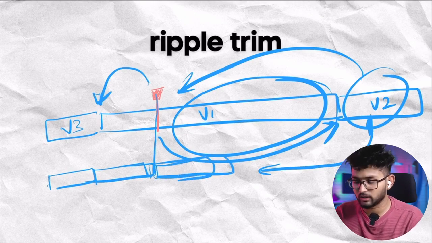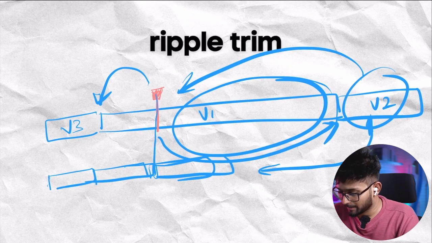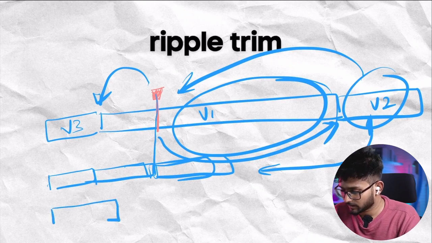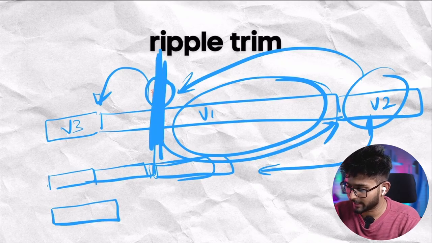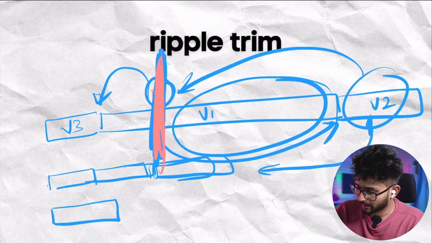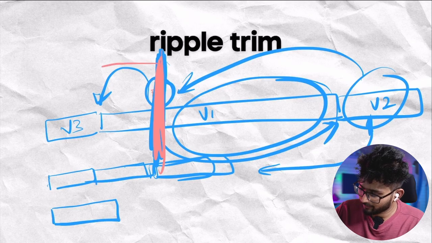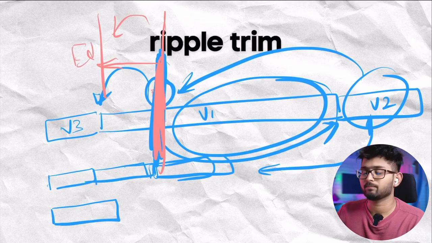And similarly, if you do the ripple trim towards the left side, this is the playhead that we have. Now if you perform ripple trim, everything which is present between the playhead and the previous edit point will be deleted.